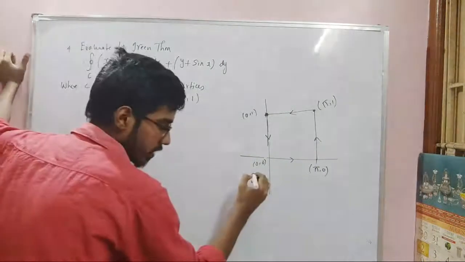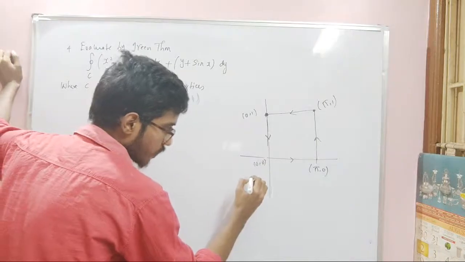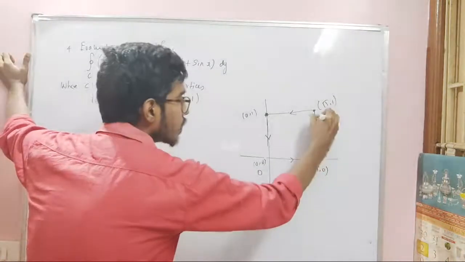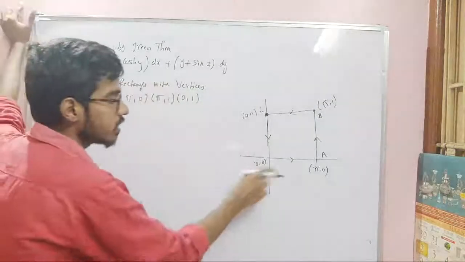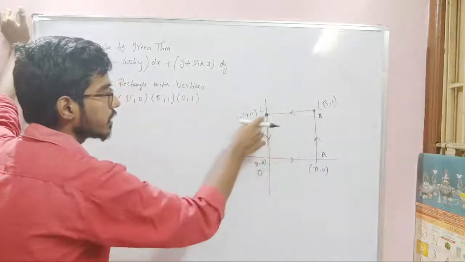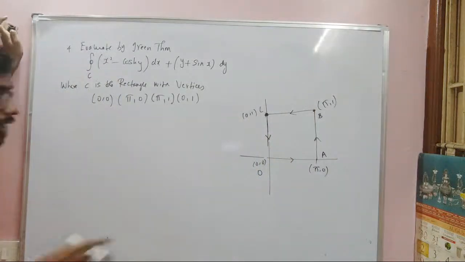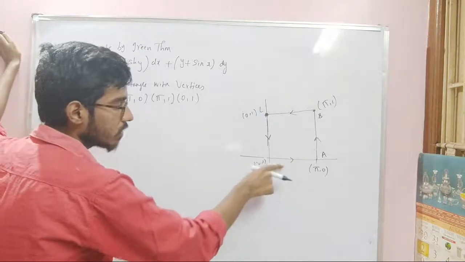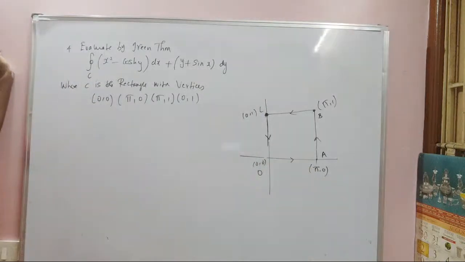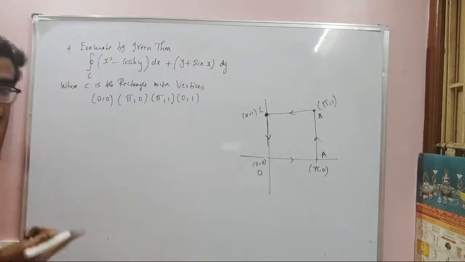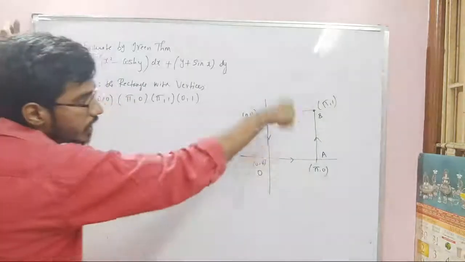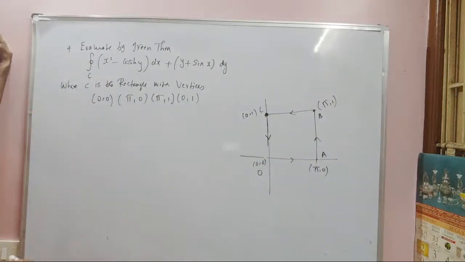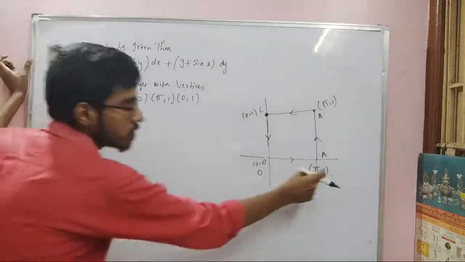So let us say this is our O, A, B, C. By line integral, what you will do? You split this into 4 parts: integral OA, integral AB, integral BC, integral CO. For OA, you will take y equal to 0, x varies from 0 to pi. Since y is equal to 0, dy is equal to 0. And for AB, y is equal to pi, that means dy is equal to 0 again, and x varies from 0 to 1.